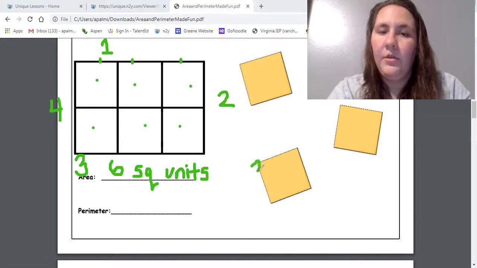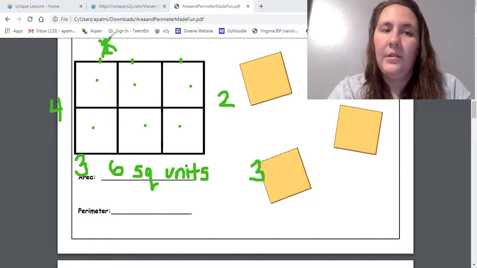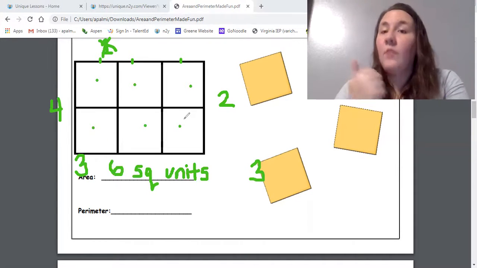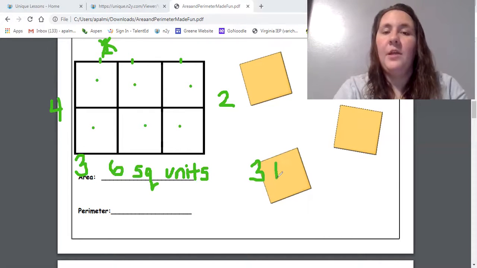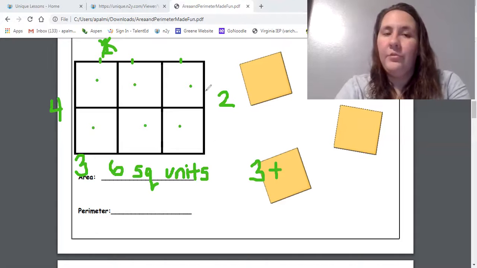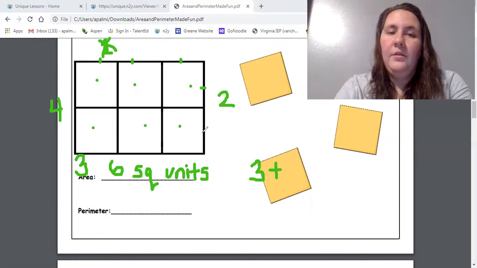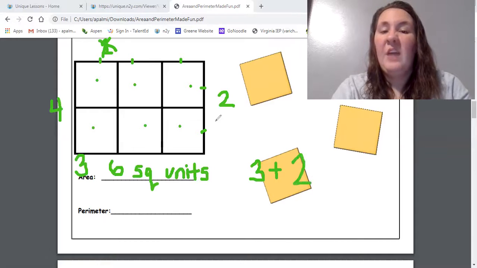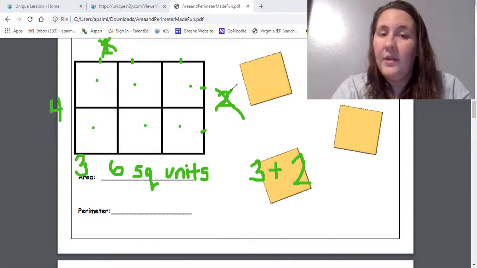Okay, I'm going to start with the number 3. I'm going to cross this out because I did that side. Am I done or am I adding more? Good, I'm adding more. So I'm going to put my plus sign and I'm going to count how many are on side 2. So let's see. 1, 2. I'm going to write my 2. I'm going to cross this one out because we did side 2.